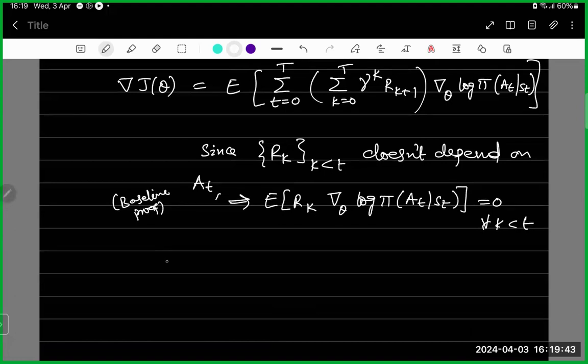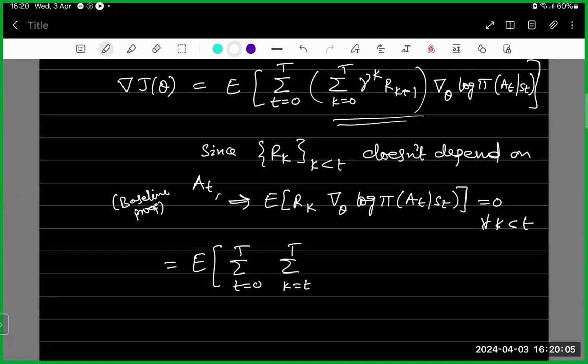So now using this, how can I write this thing? Expected value of sigma, because in this expression, all the terms which involve the rewards up to time t minus 1 will vanish because of this thing. So what I can write is just the remaining terms. Like this will imply this. Okay.